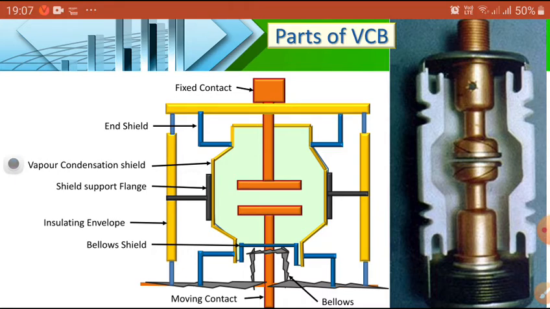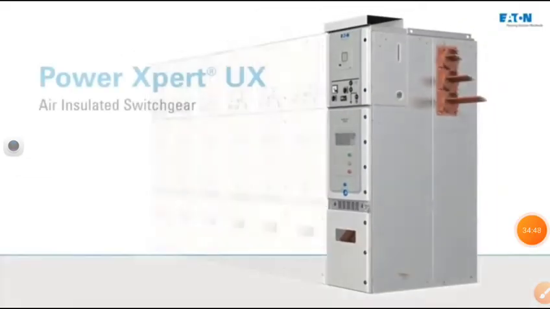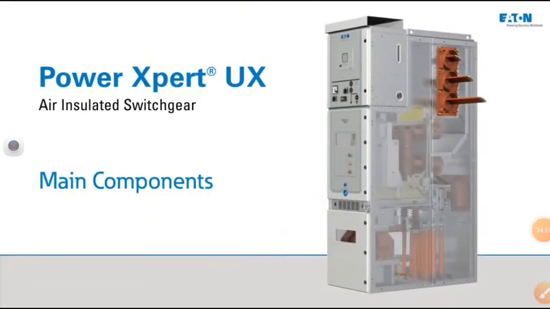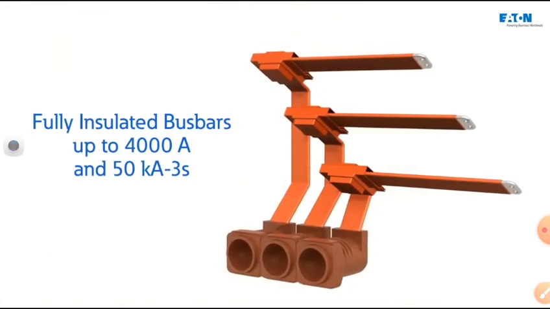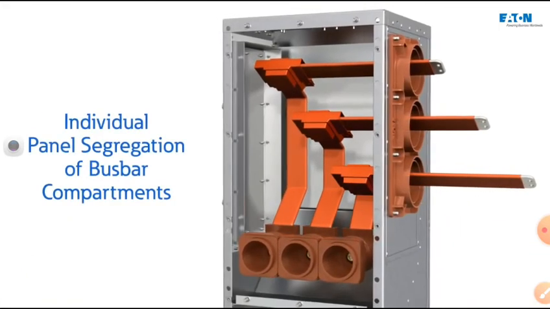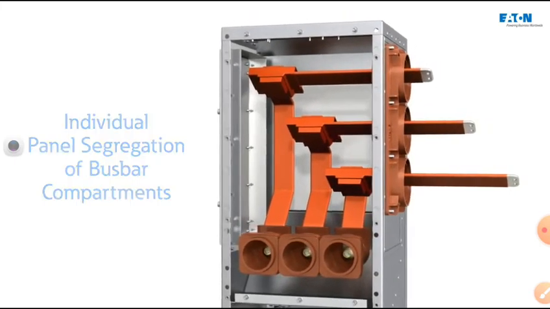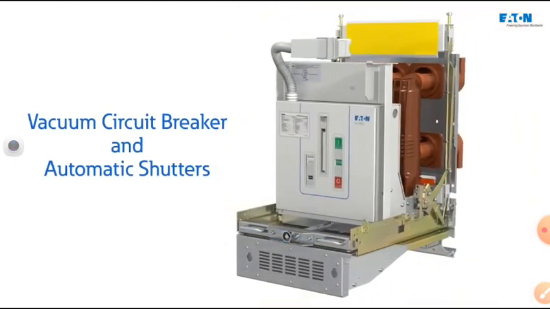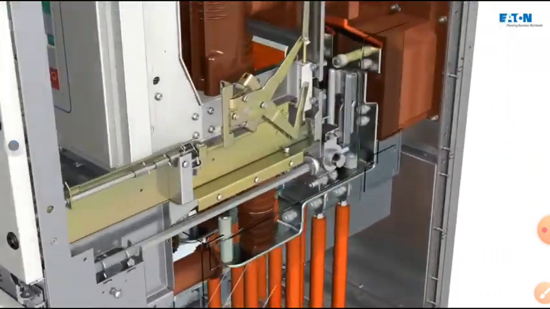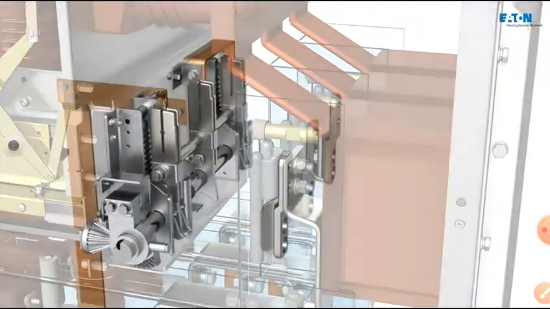In industry, you can see one real-time working animation of how this breaker can be used to interrupt and what its mechanism is. You can see it. The main parts of the VCB. These are bus bars, fully insulated bus bars. Current rating you can see is 4000 amperes. Individual panels. The vacuum circuit breaker and automatic switch arrangements. Now we can see its construction.